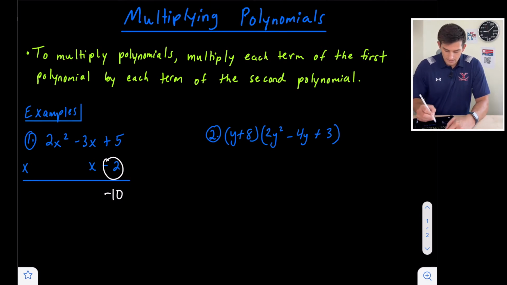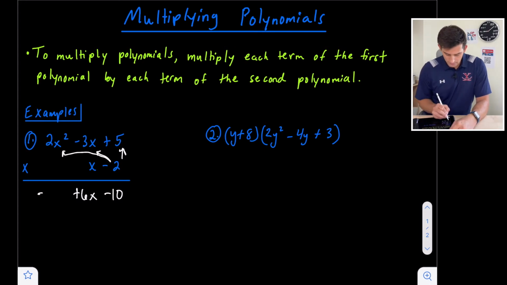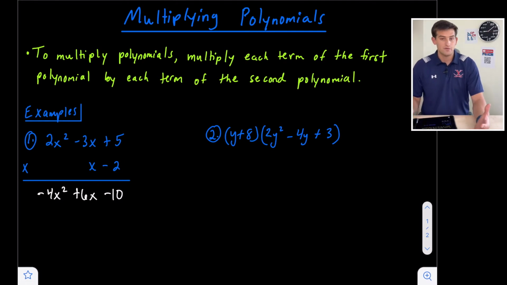So we multiplied that. Now we're going to multiply negative 2 times negative 3x. That's going to be plus 6x. And then lastly, negative 2 times 2x squared, so that's going to be minus 4x squared. Now we've multiplied our negative 2 by all three of our terms in our first polynomial. So now we want to do the same thing with all of our terms with x.